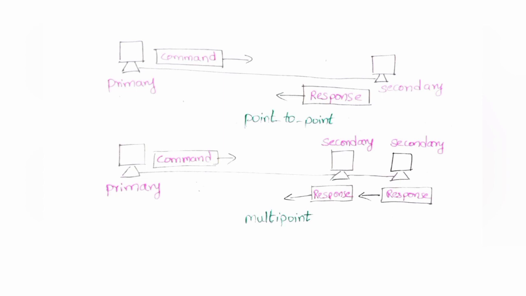So here in the multi-point links, the primary station is sending the command to the secondary stations. In the multi-point links, here you can consider the point as a station. So multi-point means there are multiple number of stations. The connection is established among multiple stations. The primary station is sending the command and the secondary stations are responding to that command. So there are two secondary stations that are responding to the command.